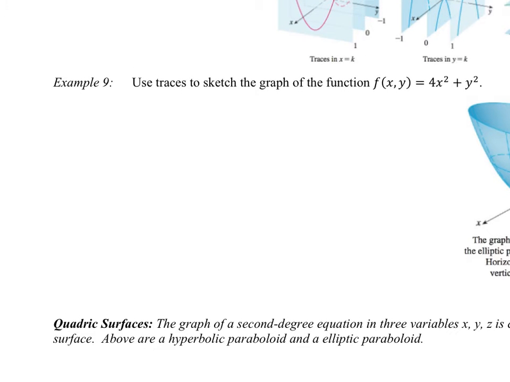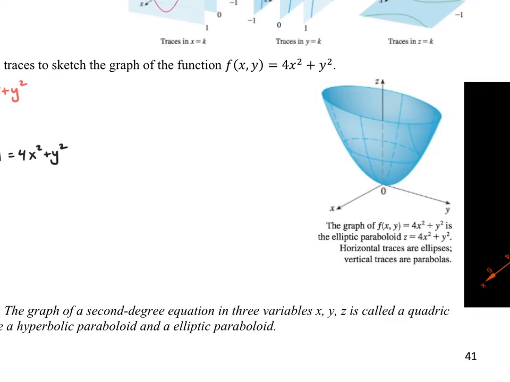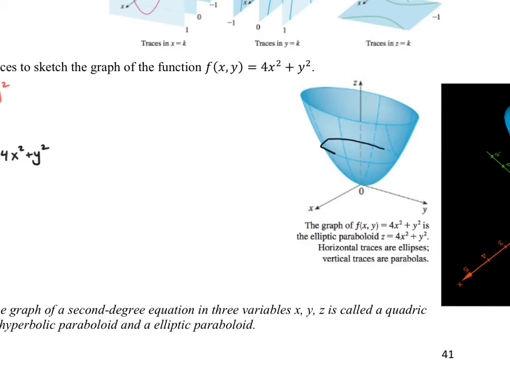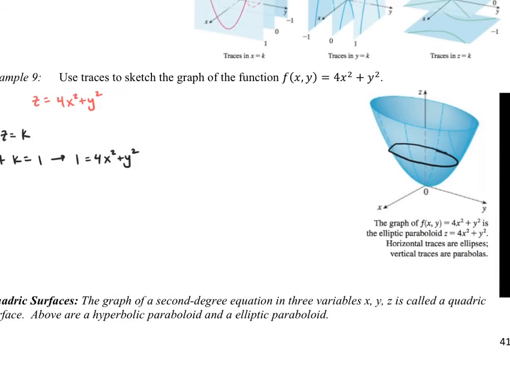Okay, so let's say that first off we have z equal to 4x squared plus y squared. So let's say that z is equal to a constant value k. So what we would have if, let's say we want to let k equal 1, then we would have 1 equal to 4x squared plus y squared, and that's an ellipse that's forming in this paraboloid there. And again, let's just pretend like it's right here. Okay, that's what would be forming in terms of a trace.